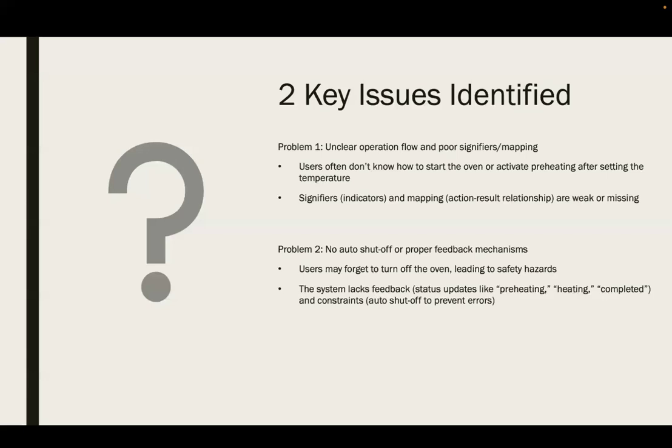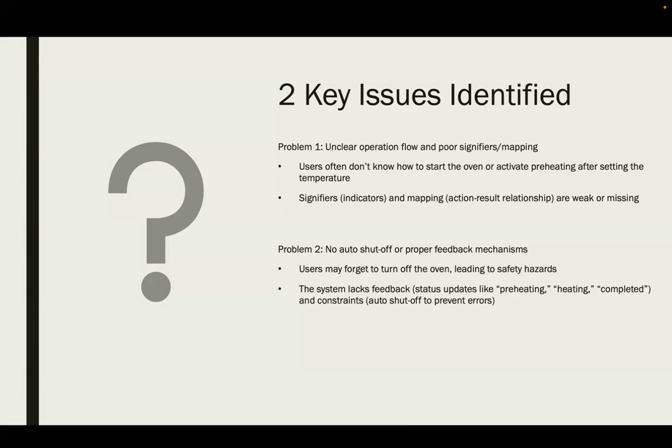After analyzing the product, I identified two major usability problems. The first issue is the unclear operation flow. The panel lacks proper signifiers and mapping, meaning that the relationship between actions and their results is not intuitive. For example, even after setting the temperature, users don't know which button starts the oven or whether the oven is actually running.